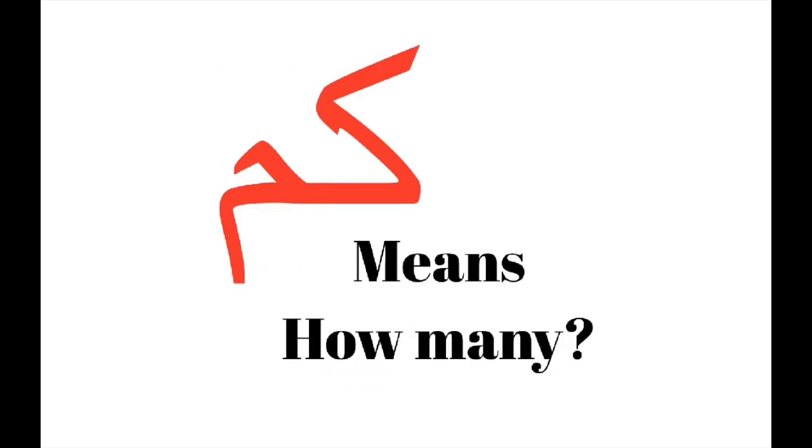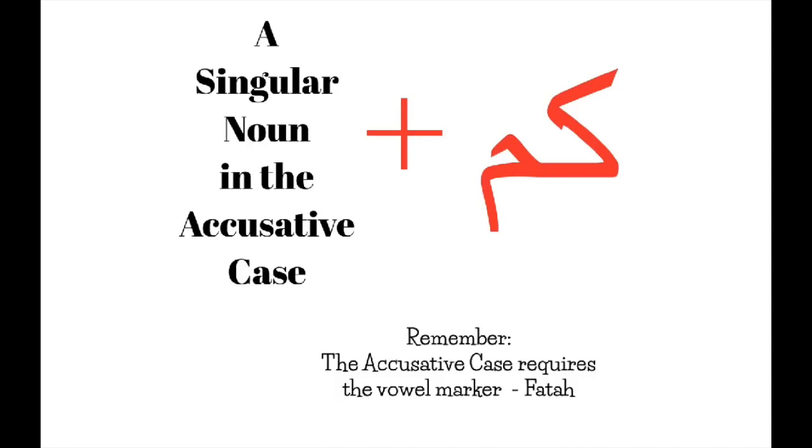Kam means how many. Kam is used with a singular noun in the accusative case. In English, if we ask how many books are on the table, we use how many and then the plural noun, books. But in Arabic, instead of using the plural noun, we'll always use the singular noun. And the singular noun must be in the accusative case. Remember that the accusative case requires the vowel marker fatha.